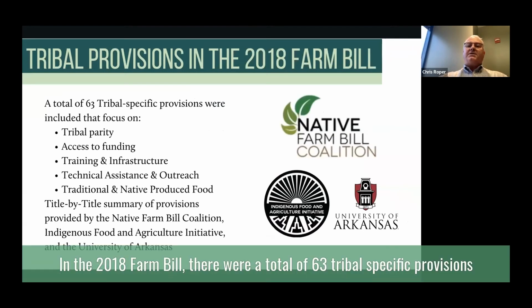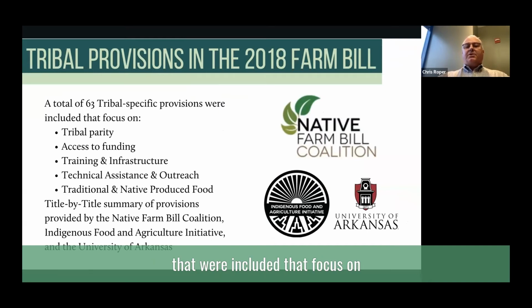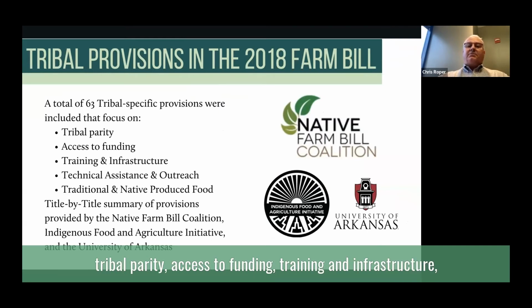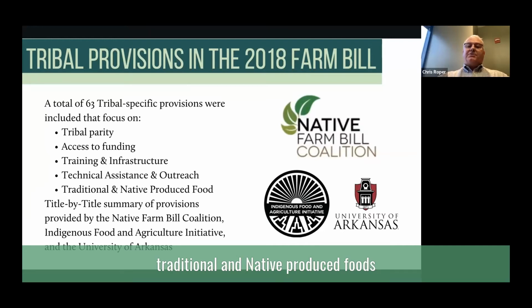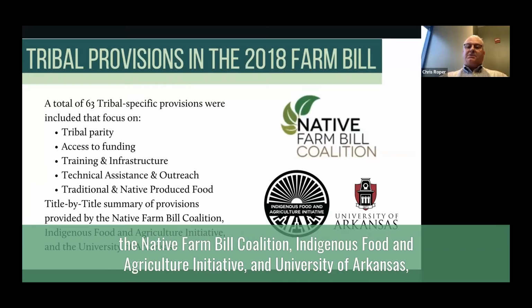In the 2018 Farm Bill, there were a total of 63 tribal specific provisions that included focus on tribal parity, access to funding, training and infrastructure, technical assistance and outreach, traditional and native produced foods. And there's a title by title summary of provisions provided by the Native Farm Bill Coalition, Indigenous Food and Agriculture Initiative, and the University of Arkansas.